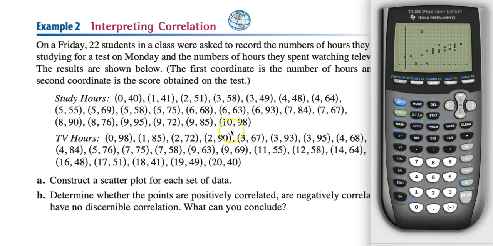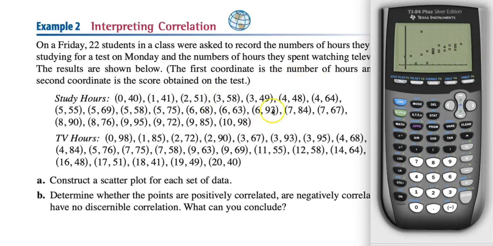So let's see what the question says, right? Determine whether the points are positively correlated, negatively correlated, or no correlation. I would say it's a positive correlation. What it means is the more you study, in general, the higher you get, right? There's a couple of kids here that didn't study and got really low scores. And there's a kid here that didn't really study, but he got like the highest score on the test, which might be my typo. But in general, the more you study, the better you did.